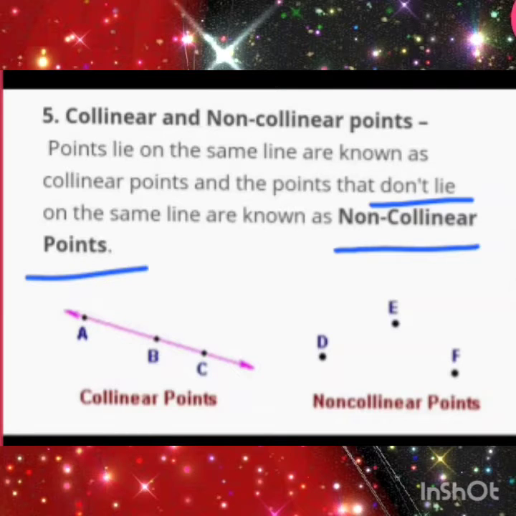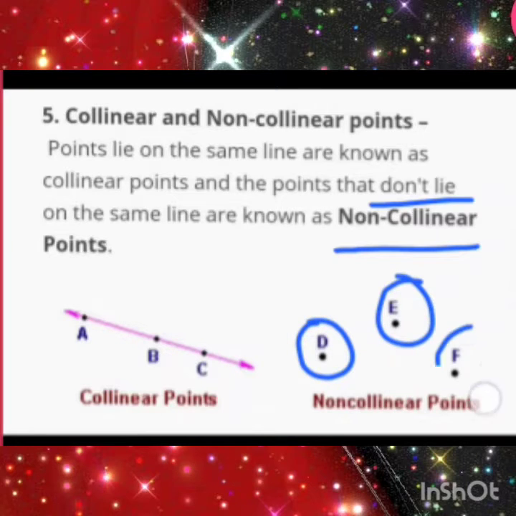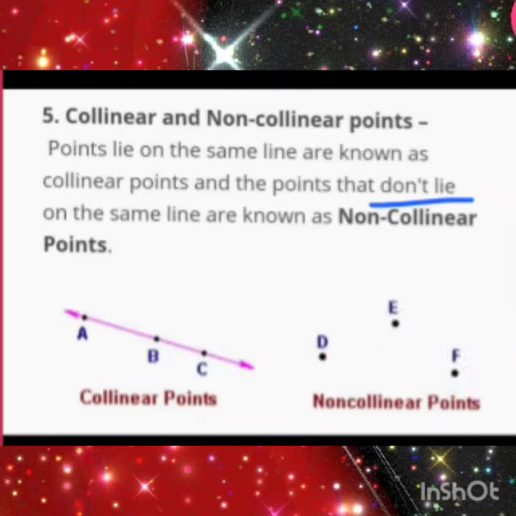Got it? Now suppose I am choosing three points here. You can see in the figure point D, point E and point F. Do they lie on the same line? Please confirm. No, dear, they do not lie on the same line. They are forming another figure. That's why they are called non-collinear points. Got it? So here is the definition of collinear and non-collinear points.